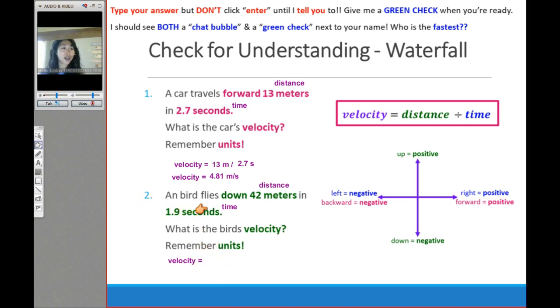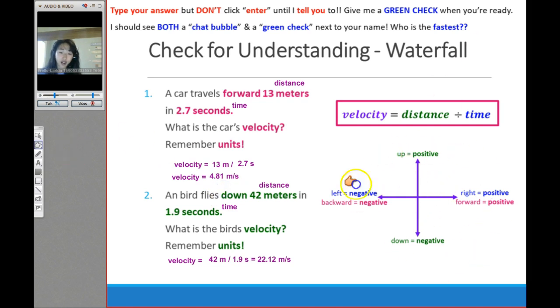Exactly. Awesome. So looks like we understood this, right? You should be plugging in 42 meters divided by 1.9 seconds, and what you should get is 22.12 meters per second. Excellent. Now, here's the thing. This is almost correct. There is actually one thing that we're missing. What I want you to keep in mind here is that the bird is actually flying downwards.